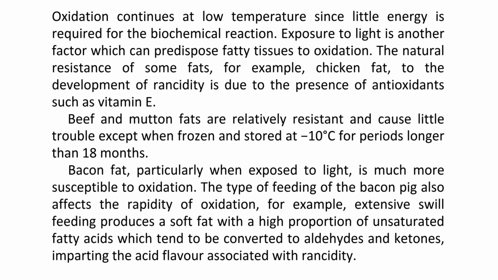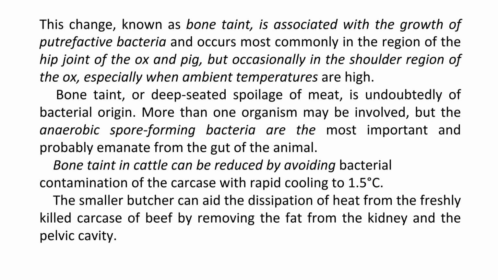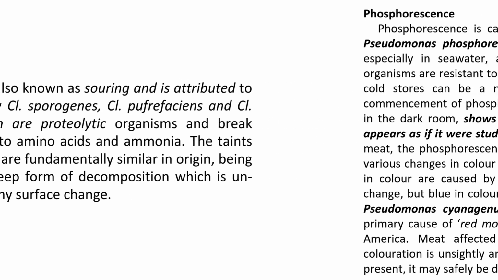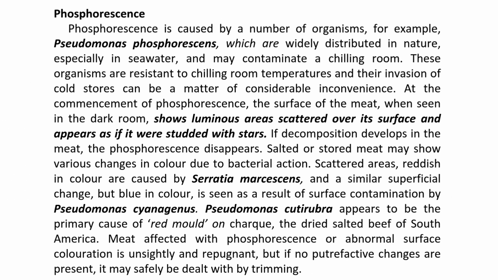A serious condition is bone taint, a deep-seated spoilage near the hip or shoulder joint, caused by putrefactive bacteria, often from the animal's gut. It can be reduced by rapid cooling and avoiding contamination. Taint in hams, also called souring, is attributed to bacteria like Cl. sporogenes. Sometimes, meat can even show phosphorescence, caused by bacteria like Pseudomonas phosphorescens, making the meat appear luminous in the dark.